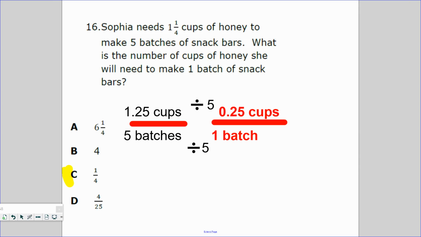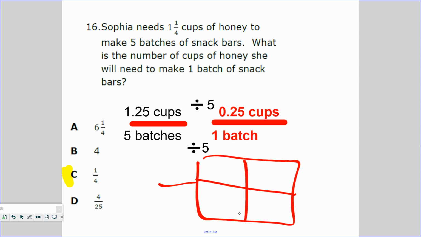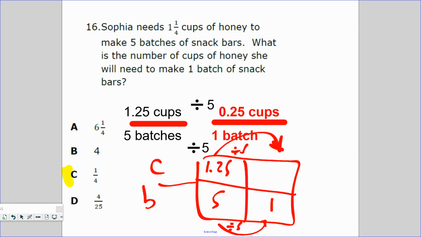Number 16. Sophia needs 1 1/4 cup of honey to make 5 batches of snack bars. What is the number of cups of honey she needs to make 1 batch? So make a table or a proportion like you see above. It's about cups and batches. So 1 1/4 for 5 batches. How do you break down 5 to a 1? Divide by 5, or times it by 1/5, which is the reciprocal.